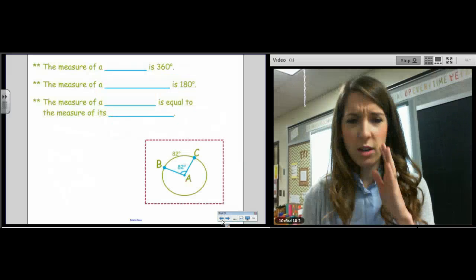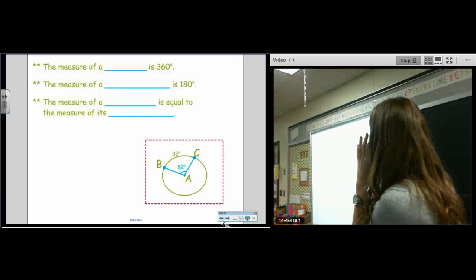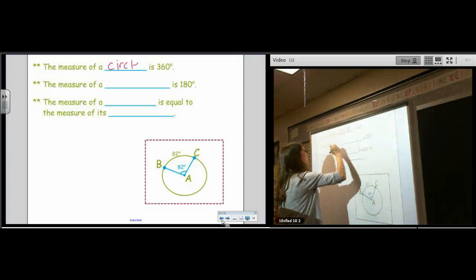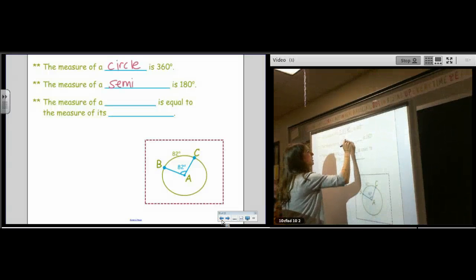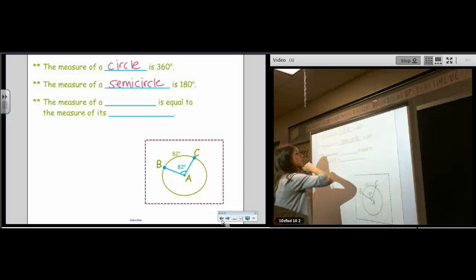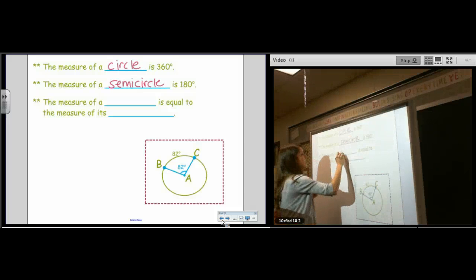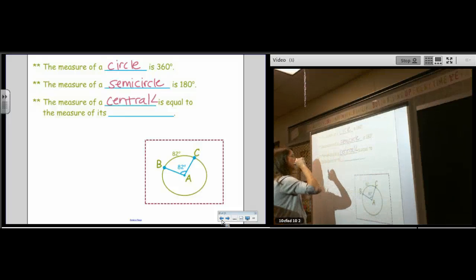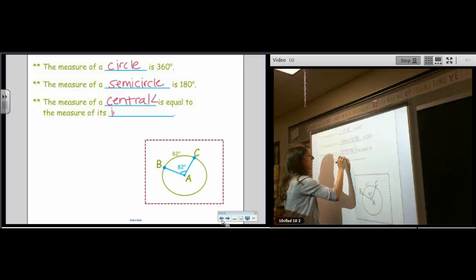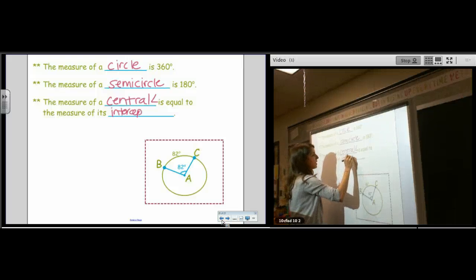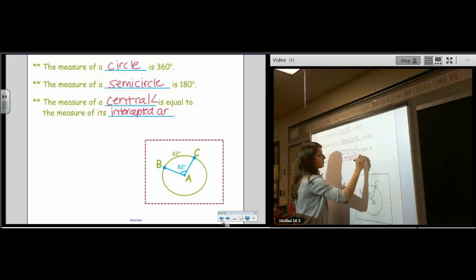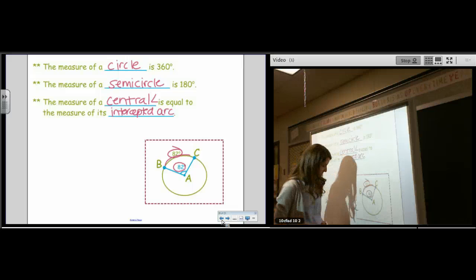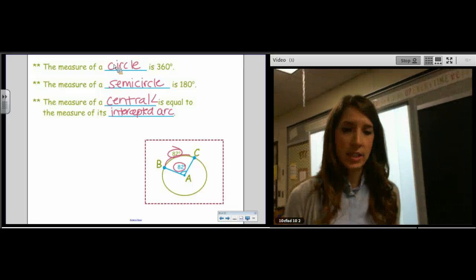Cool, huh? This was pretty important too, but I think I already talked about these. The measure of a circle is 360. The measure of a semicircle is 180. And the measure of a central angle is equal to the measure of its intercepted arc. So if this is an 82-degree angle, then that arc is an 82-degree arc. It's not the length of the arc, it's just the measure of the arc.